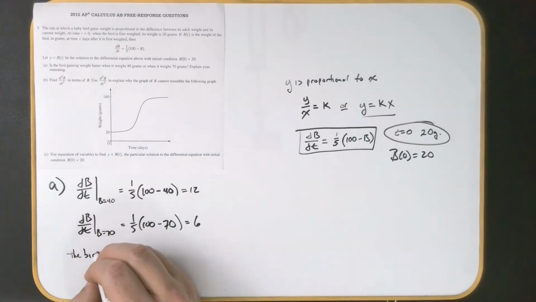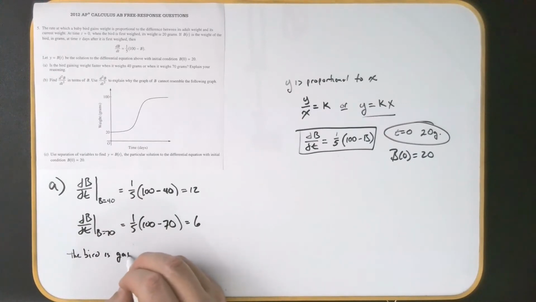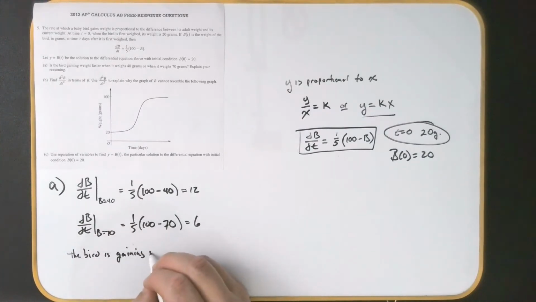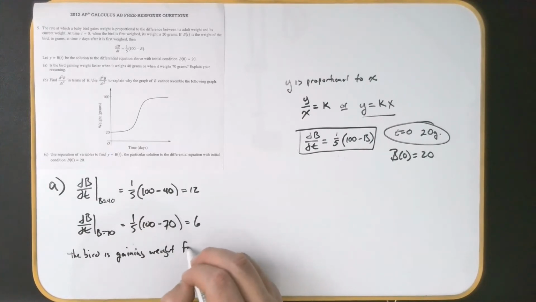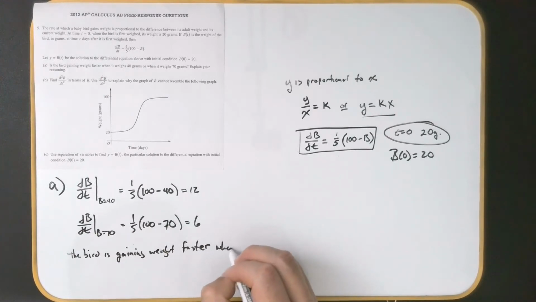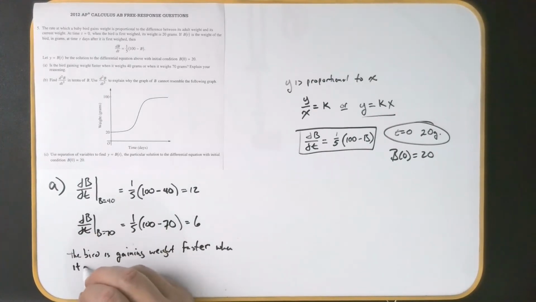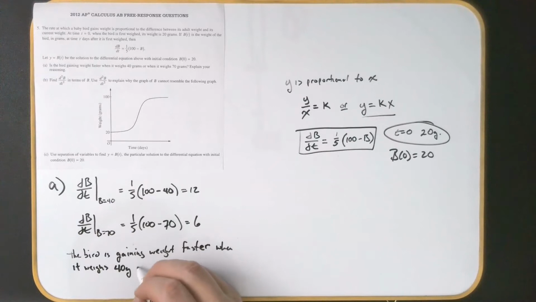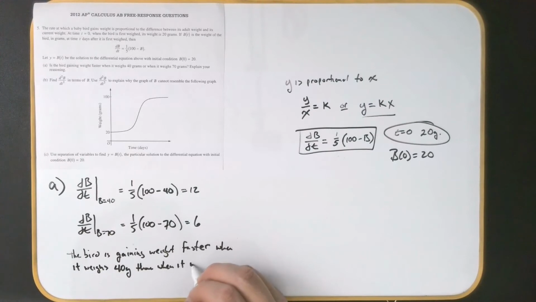bird is gaining weight faster when it weighs, and again, when it weighs 40 is when it's faster. The bird is gaining weight faster when it weighs 40 grams than when it weighs 70 grams. So these were grams, not days.